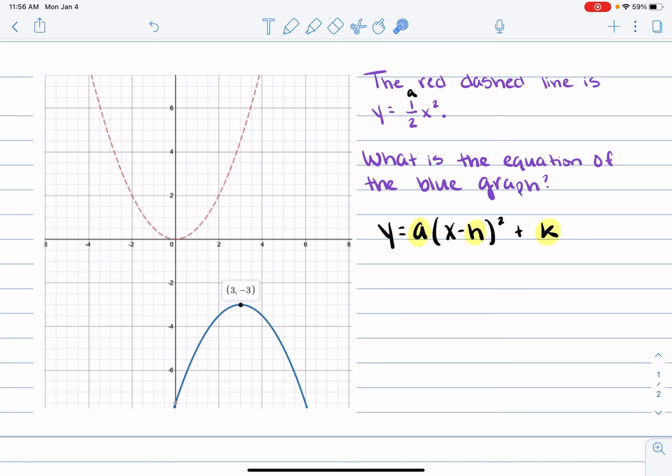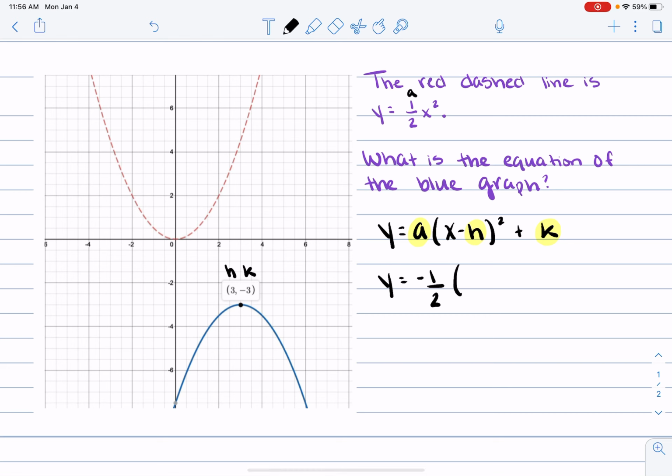Notice that they're the same, right? You can see the same width. The only thing that's different is the blue line has shifted and it's also flipped. So because it's a positive 1/2, I'm going to change it to be a negative 1/2, which is what flips it over. Okay. Now we've got our h and our k here.